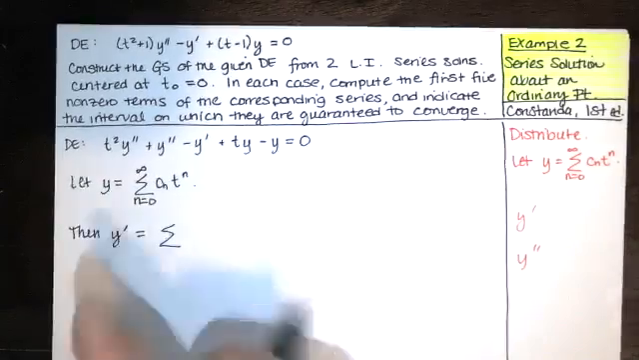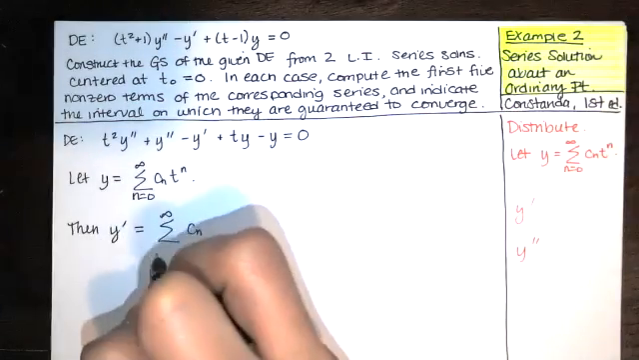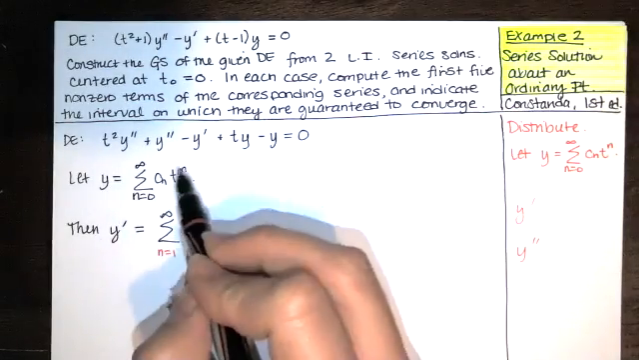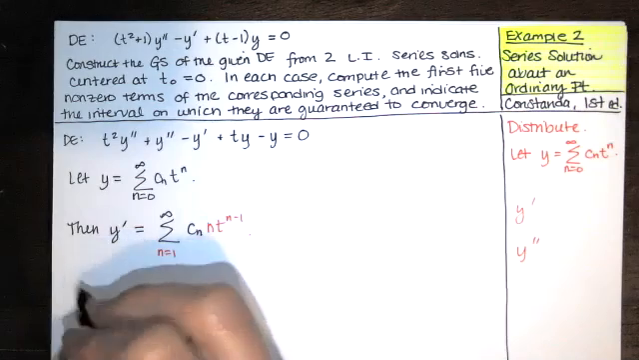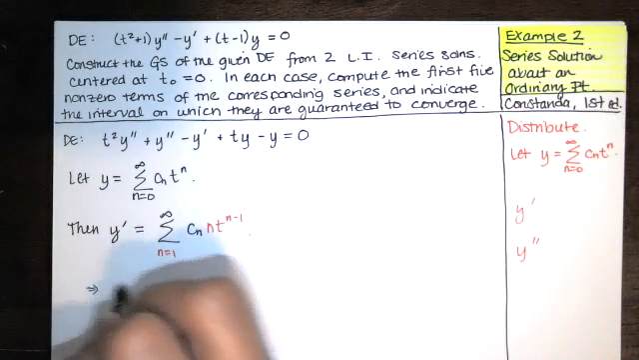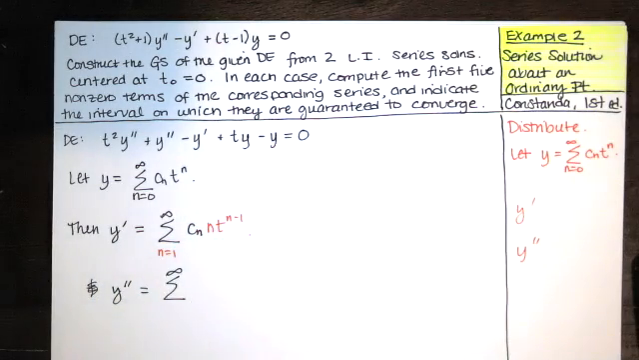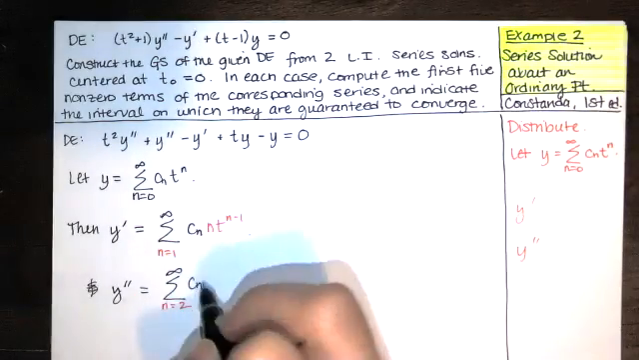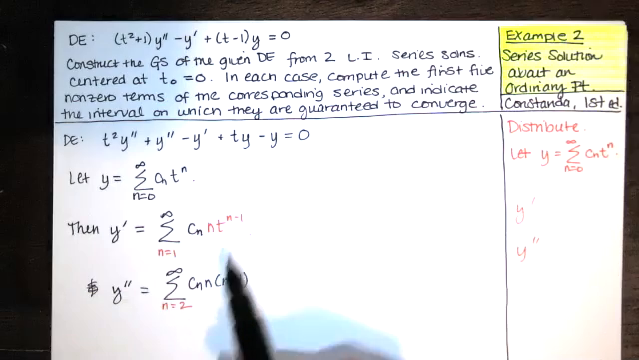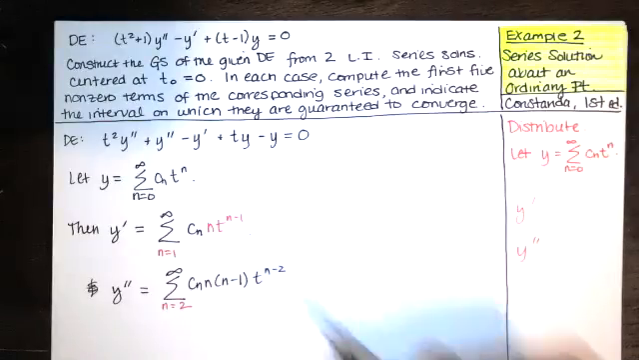So if that is my solution, the derivative of that is the sum as n goes from 1 to infinity of c sub n times the derivative of t to the n, which is n times t to the n minus 1. We're just taking the derivative term by term in that series. And the second derivative, we're going to start with n equals 2 here. We increase that index by 1 every time because the derivative of the constant term in this series is 0. And then we bring that n down and we take the derivative of t to the n minus 1, which is n minus 1, t to the n minus 2.